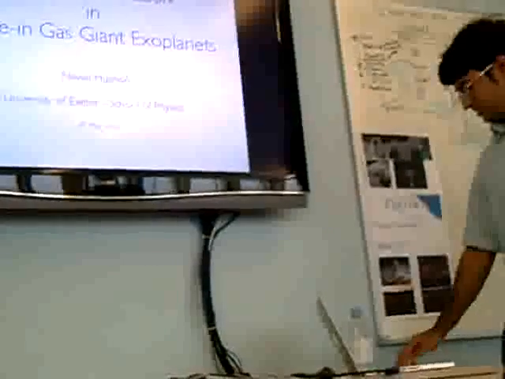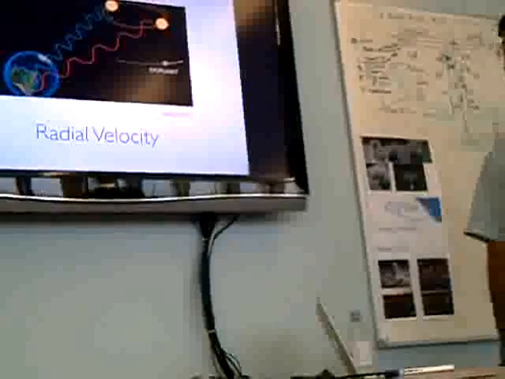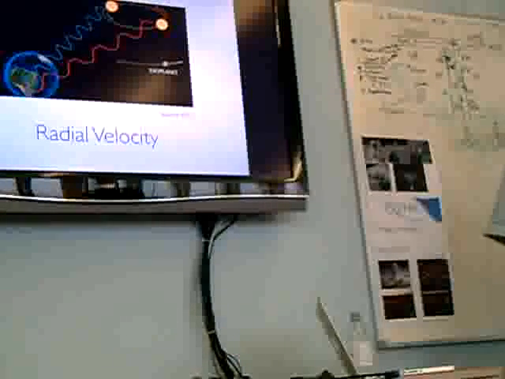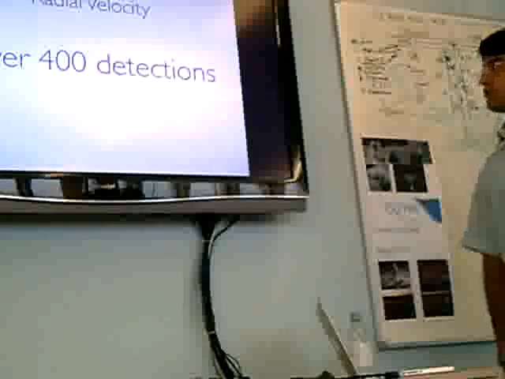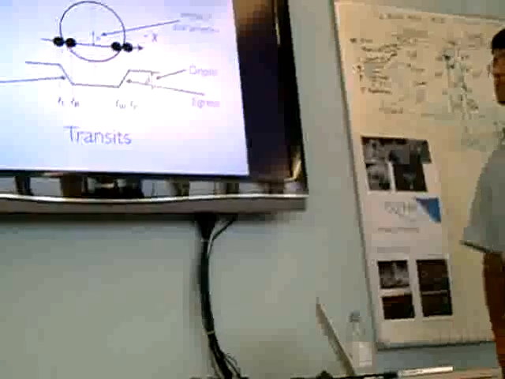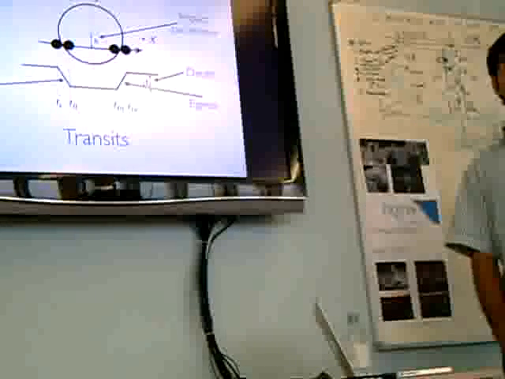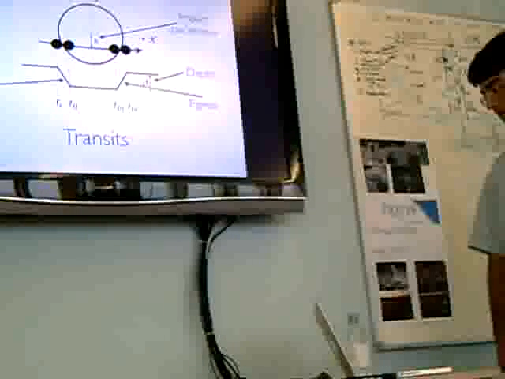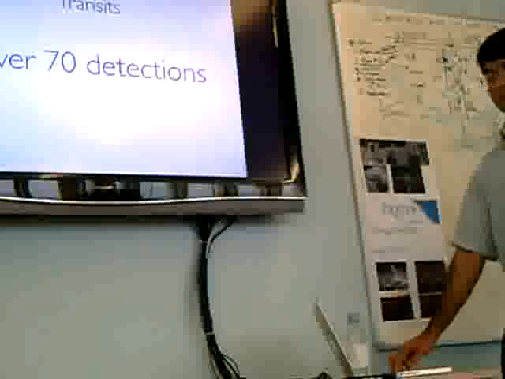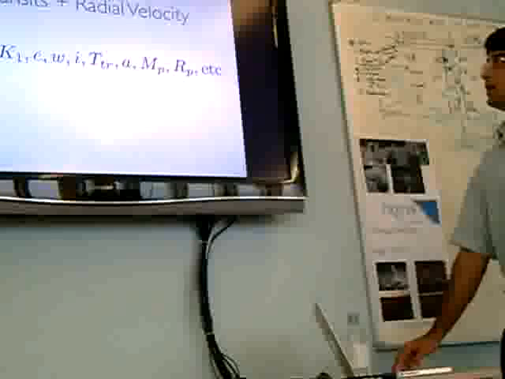I've got some exciting results to show you. But first, let's go through some background very quickly. Most exoplanets have been detected by the radial velocity method. About 400 detections have been made so far, but the second most prolific detection technique is the transit method, which you must have heard a lot about from Ford very recently. And in this case, we've got about 70 examples.